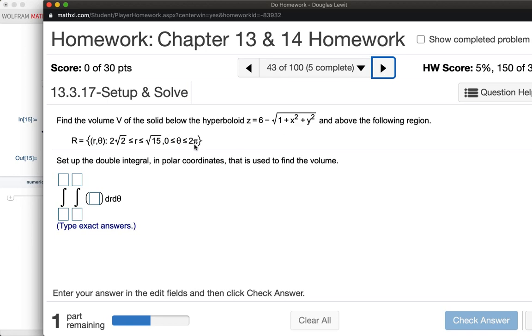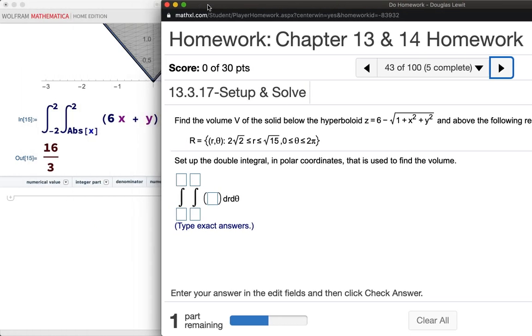So here we are integrating over the circle where theta goes from 0 to 2 pi. That's a complete circle. And the radius goes from 2 times the square root of 2 to the square root of 15. So this is basically a donut. Set up the double integral in polar coordinates that is used to find the volume. For this problem, this is a little bit tricky.